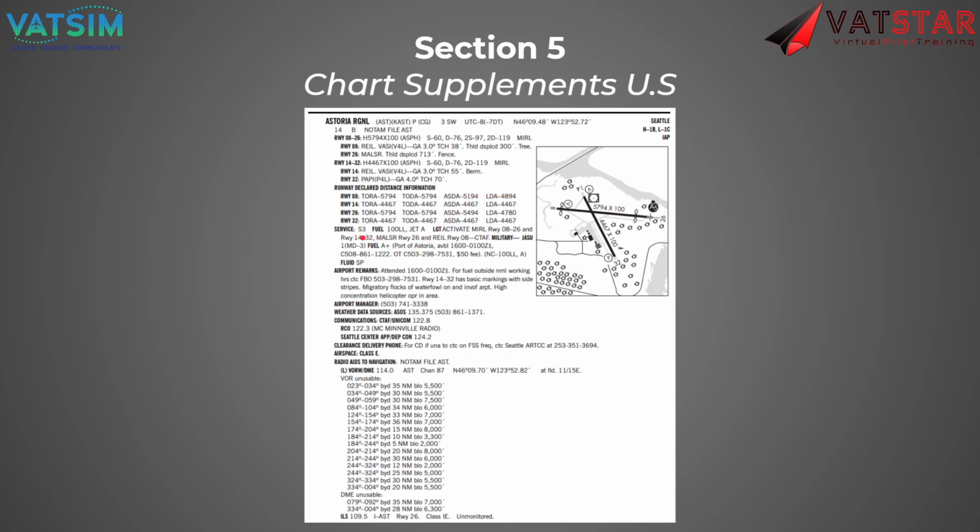It indicates the type of services available. So it says we have 100 low lead fuel and Jet A available. It's an uncontrolled airport, so the lighting that's available is activated by pilot controlled lighting.